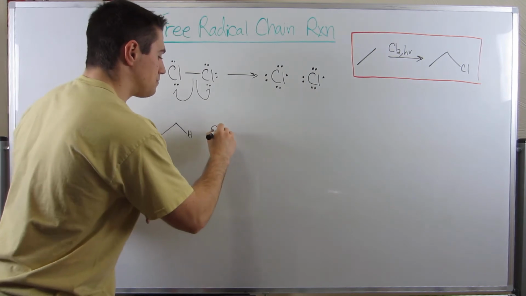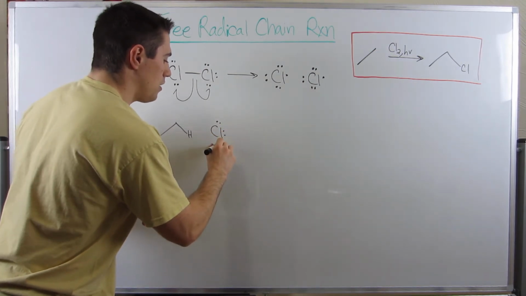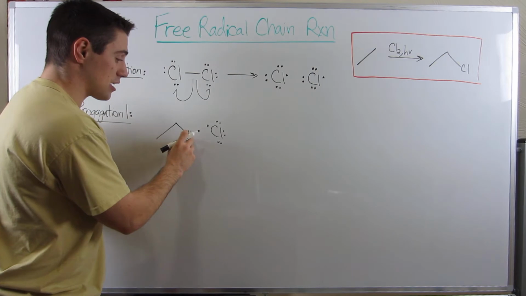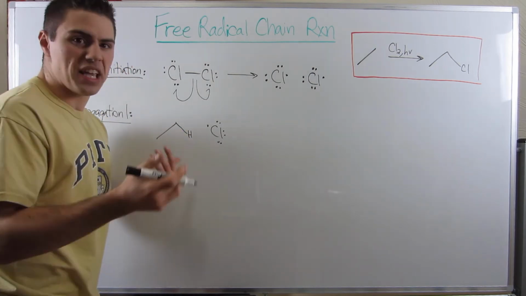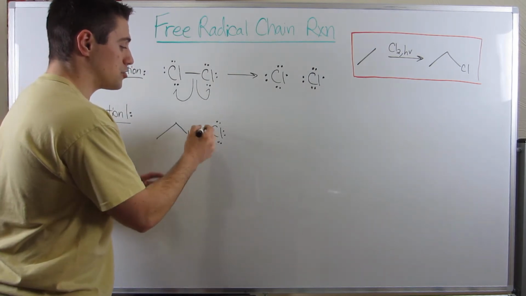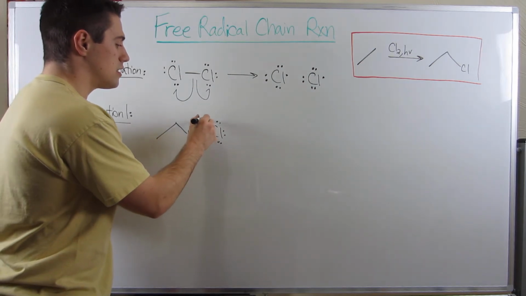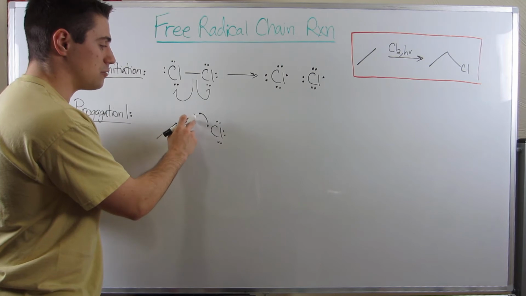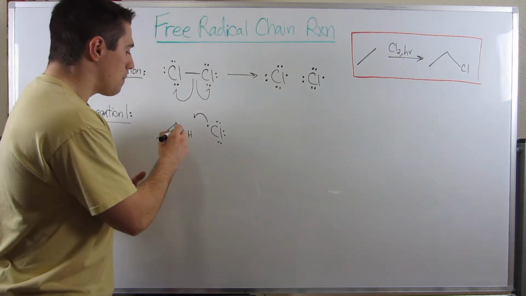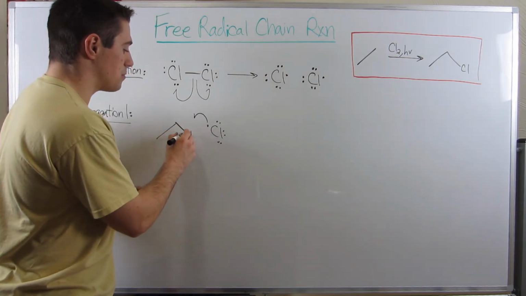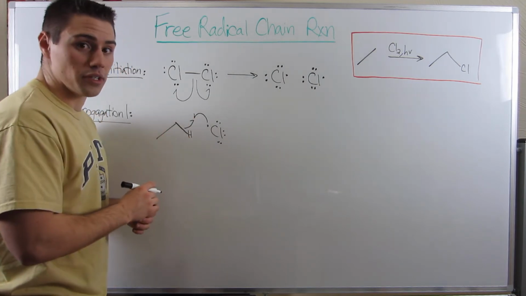What happens is, one, this chlorine is going to grab this electron. He's going to abstract him. That means take him away. So to show the forming of this bond from hydrogen to chlorine, this Cl is going to take his radical electron and meet hydrogen halfway. Hydrogen is then going to take his electron from this bond and sync up with chlorine.